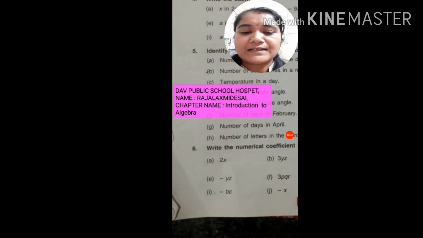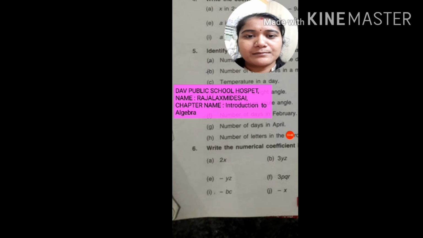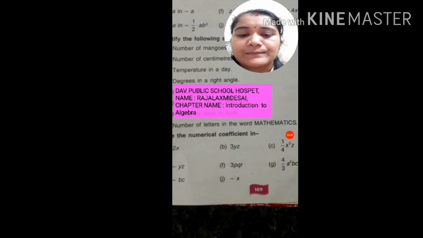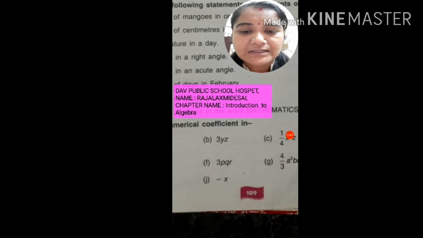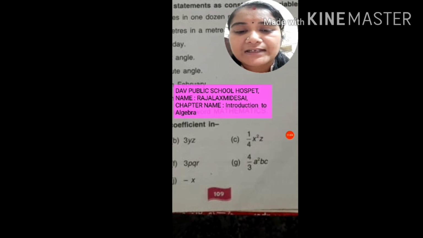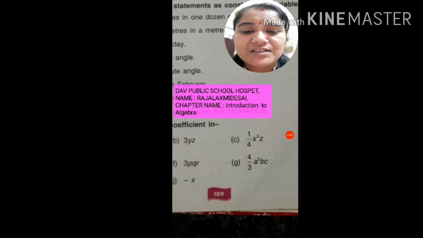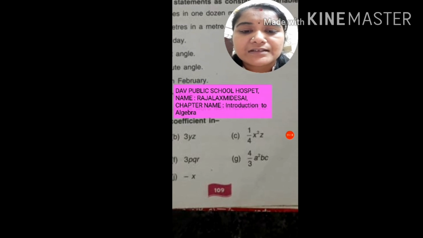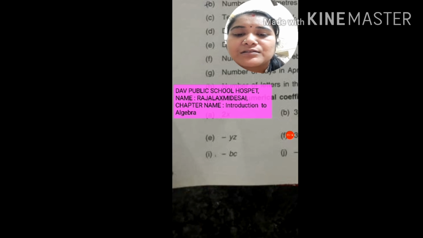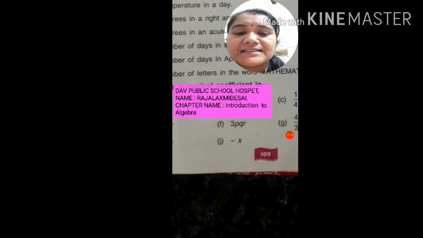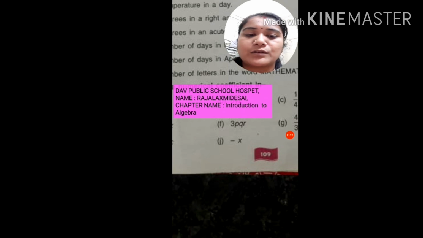In question number E, minus yz. Minus yz means it is multiplied by minus 1. So minus 1 is the numerical coefficient. 3pqr: here the numerical coefficient is 3. Here children, we have to write only the number. Numerical coefficient means we have to write only the number with the sign. In question number G, 4 by 3 a square bc. The number is 4 by 3. Minus bc: minus 1 is the numerical coefficient. Minus x: minus 1 is the numerical coefficient.